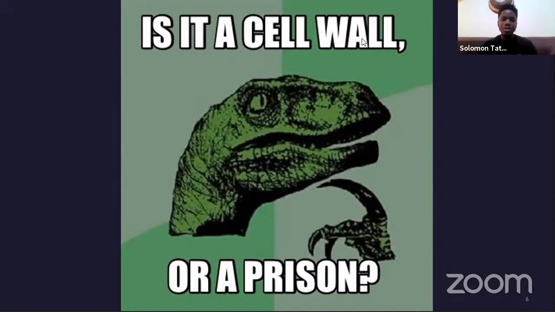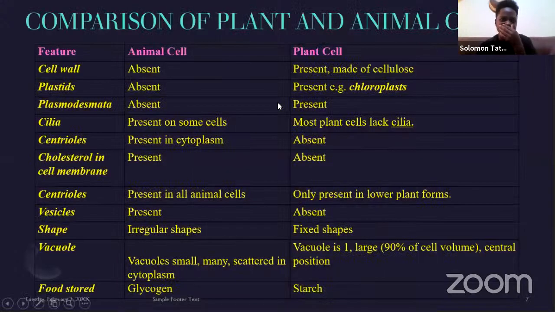Okay, so someone is asking here, is a cell wall a prison? Because we know that the cell wall won't allow things to pass through easily. So most things pass through by active transport. It is sort of a prison for things in the plant cell.